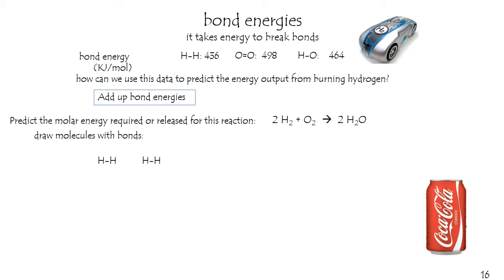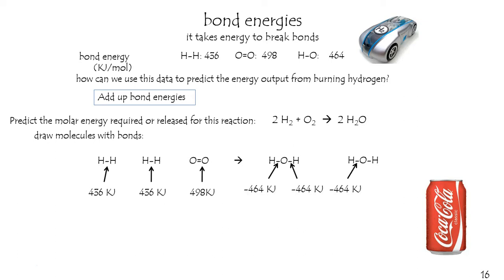Okay, so let's draw all the bonds there. Here's a nice visual where I drew everything out so you can clearly see it. If it says 2, I wrote 2. Let's put the numbers underneath. We've got to put an 872 there, another 498 there. What do we get back from it? 4 times 464. Notice I make those negative. Add them all up, and you get a negative 486 kilojoules for this process.